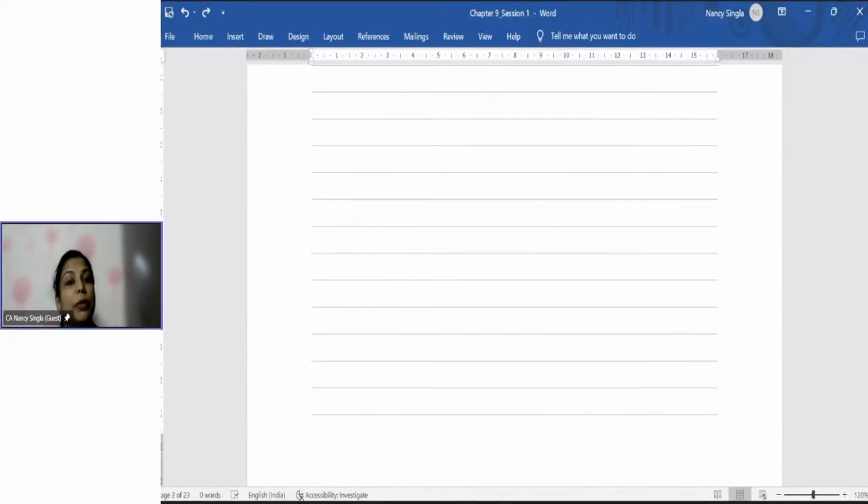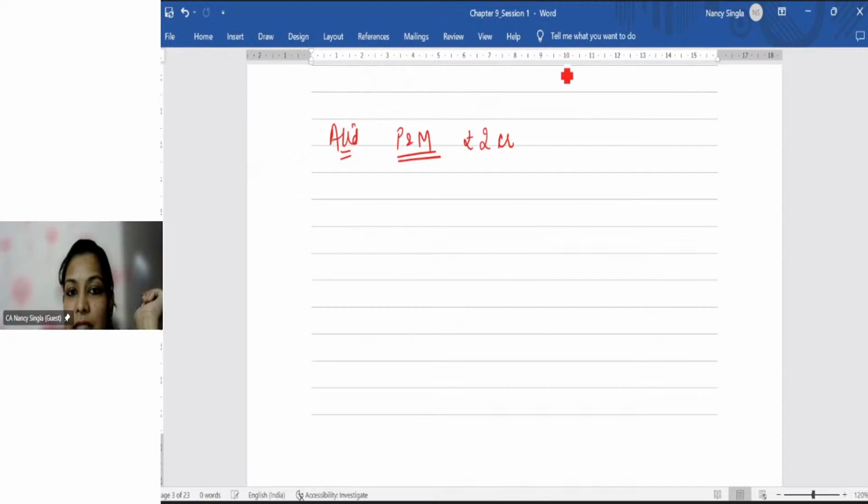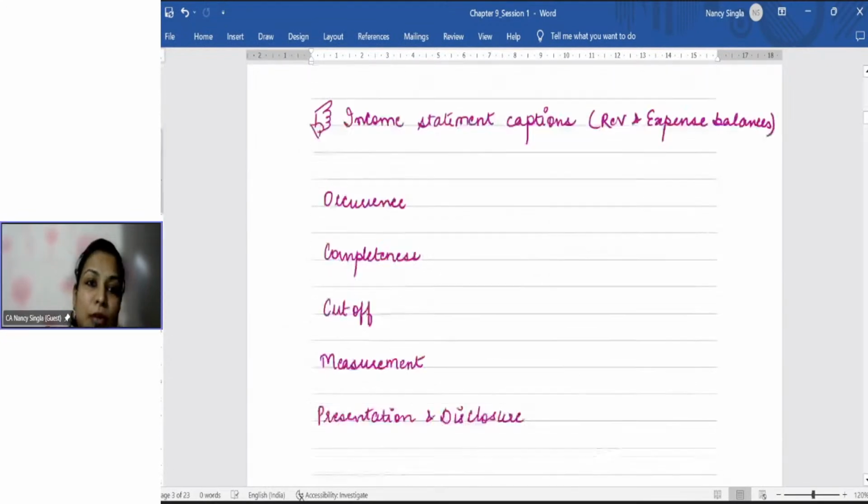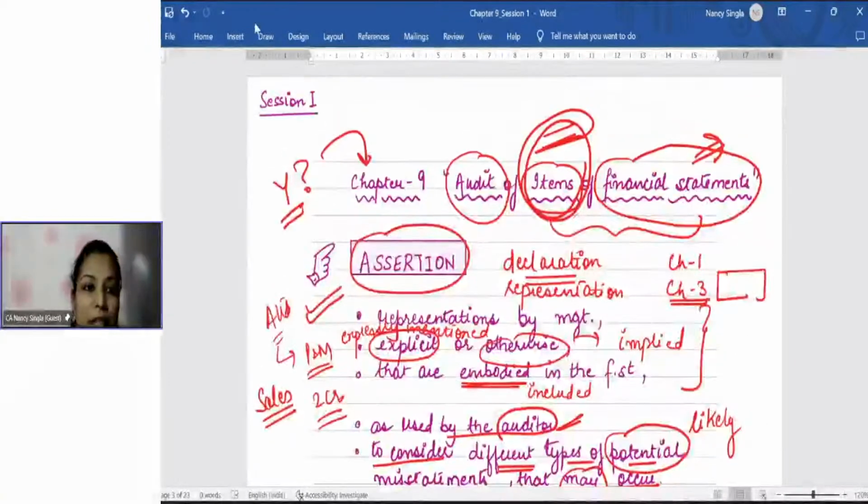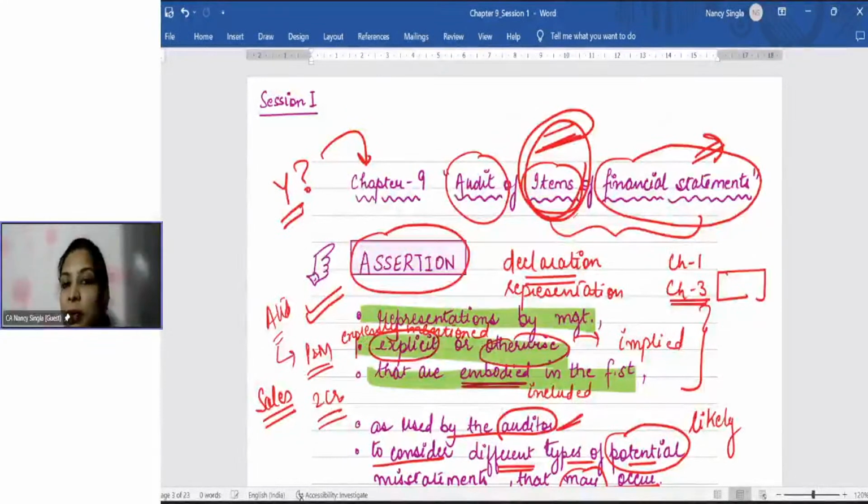Why we are spending so much time on the term assertion? Because I told you this entire chapter is based on the concept of term what? Assertion. See, if our client A Limited, it is having, let's say, a plant and machinery, and the historical cost that is coming, the carrying amount that is coming is, let's say, 2 CR. Okay. Now, who has given this information? Management. तो पहला लाइन ऑफ द डेफिनेशन, रिप्रेजेंटेशंस बाय मैनेजमेंट, देखो ये था ना, रिप्रेजेंटेशंस बाय मैनेजमेंट, दिस लाइन. ठीक है. Explicit and otherwise that are embodied in the financial statements. तो अभी we are discussing this. ठीक है.